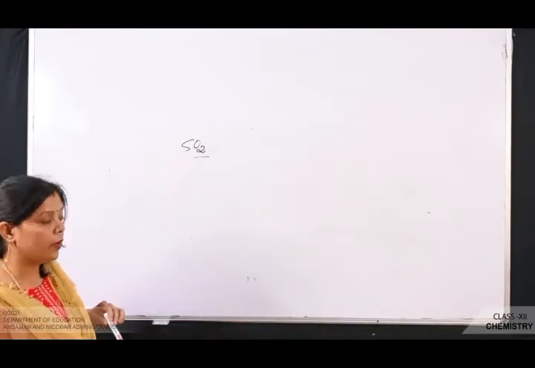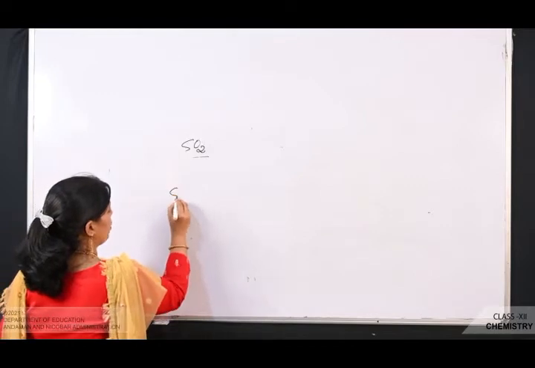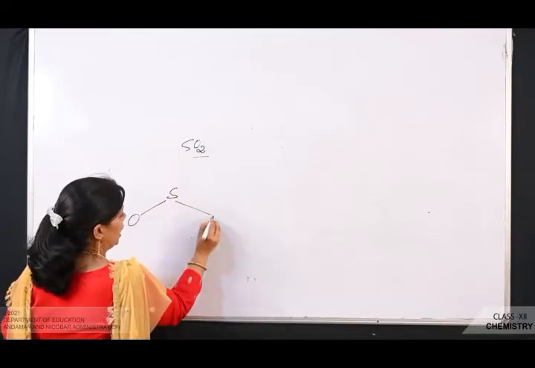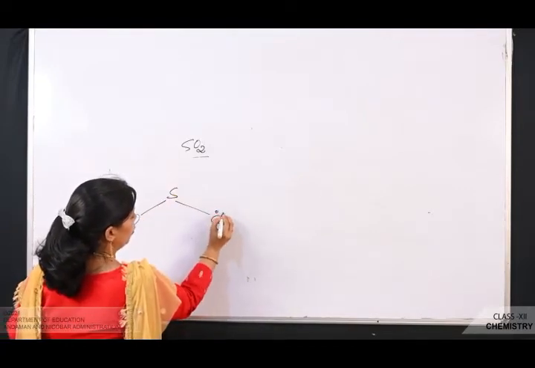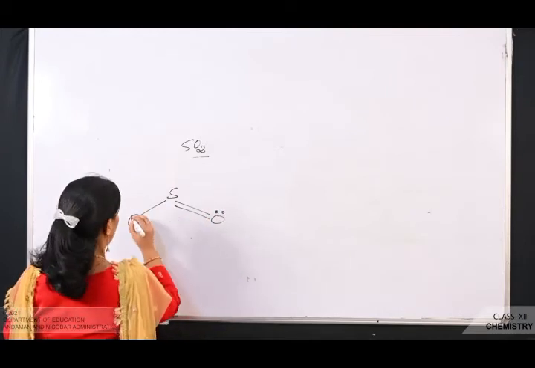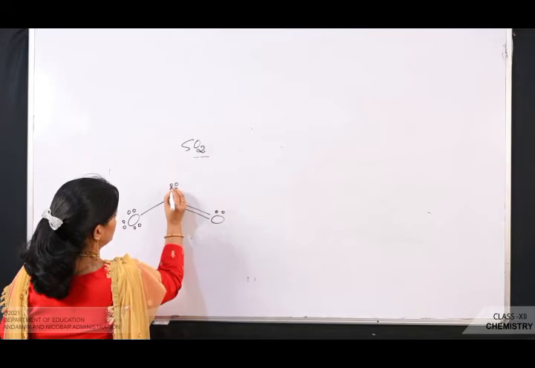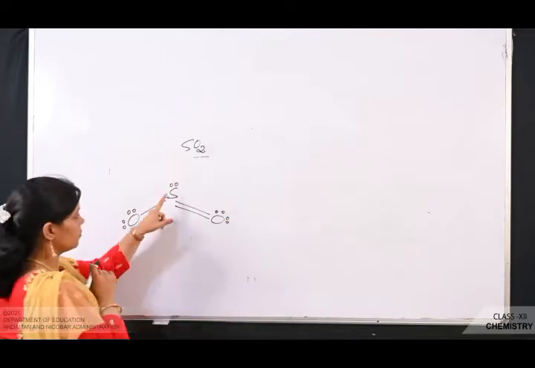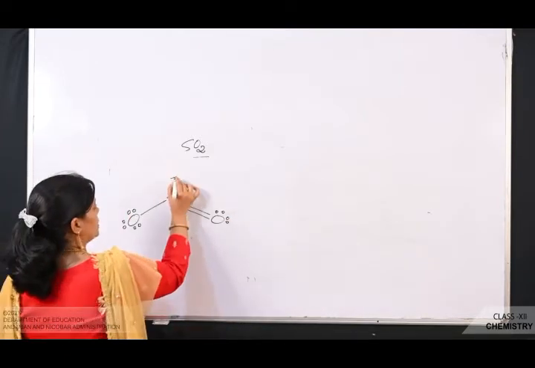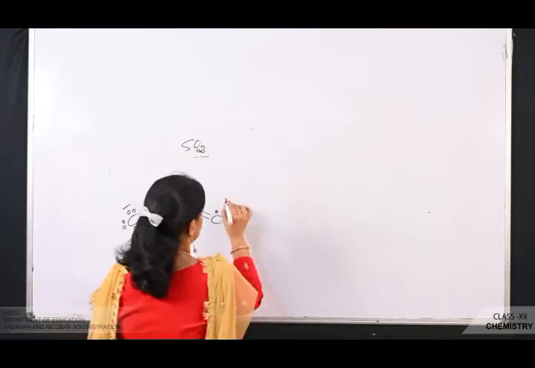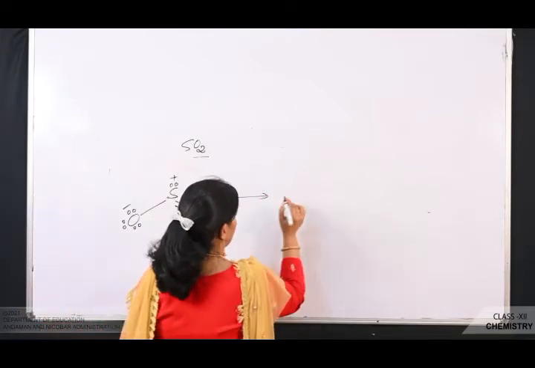Sulfur dioxide has resonating structures. In one, S is bonded with 2 oxygens, one having a double bond and 3 lone pairs, and the other having only 1 lone pair. Here sulfur has the positive charge and this oxygen has the negative charge. Now the other resonating structure.